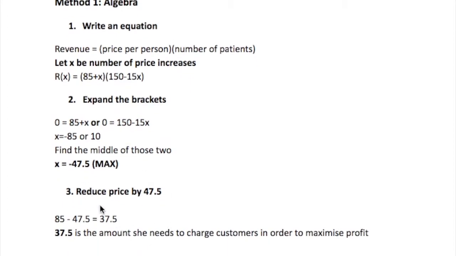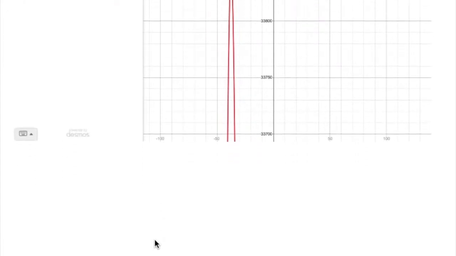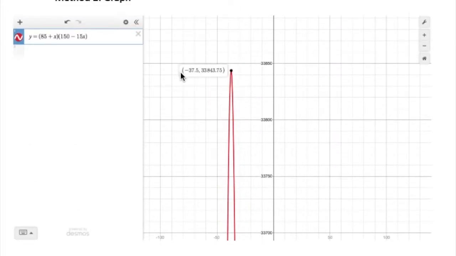Step 3, reduce the overall original price by 47.5. As we can see, the original price is 85 minus 47.5, which comes out to be 37.5. Now, 37.5 is the amount she needs to charge customers in order to maximize profit. Let's move on to method 2, which is graphing. Now, as you can see, 37.5. This is also a good way to check your answers.